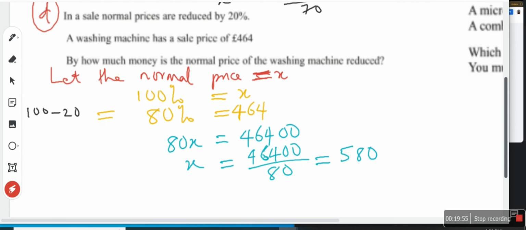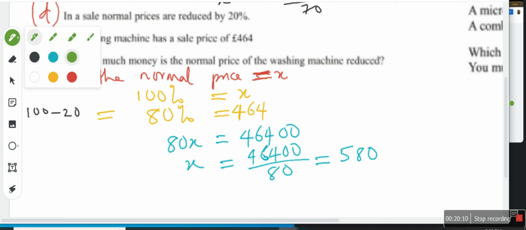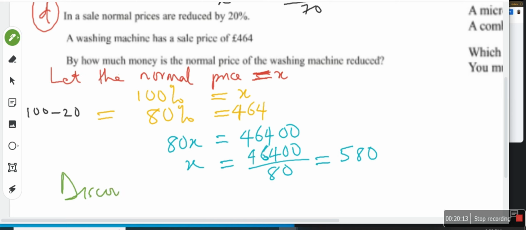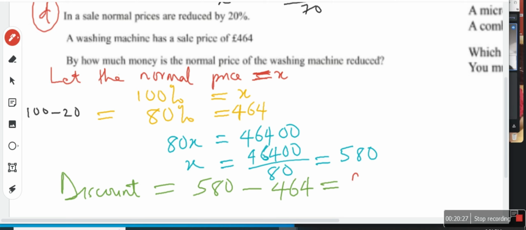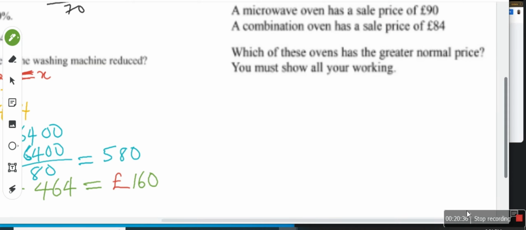Now the question is, by how much is the normal price of the washing machine reduced? So what do you do? Okay, good. This is the original price of 580, but it is sold at 464. So the reduction, the actual discount, is actually 580 minus 464, which is what? What do you say? 160. All right, next.